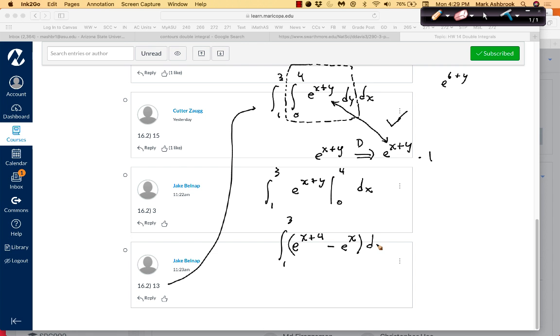I'm going to stop there and let you finish it, because now you've got a standard Calc 1 integral. Antiderivative of that, antiderivative of that. Subtract, and then plug in your 3 to the antiderivative, plug in your 1 to the antiderivative, subtract, etc. So you finish that one.